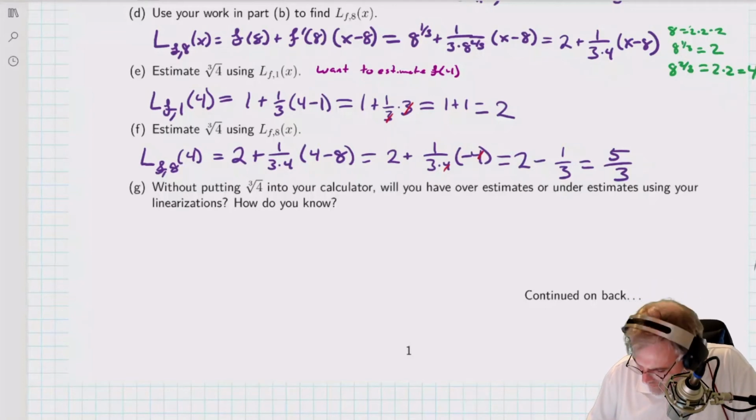The common mistake here is to put in the cube root of 4 into your linearizations instead of 4 itself. You're trying to estimate f of 4. f of 4 is the cube root of 4. And so that's kind of the common mistake.